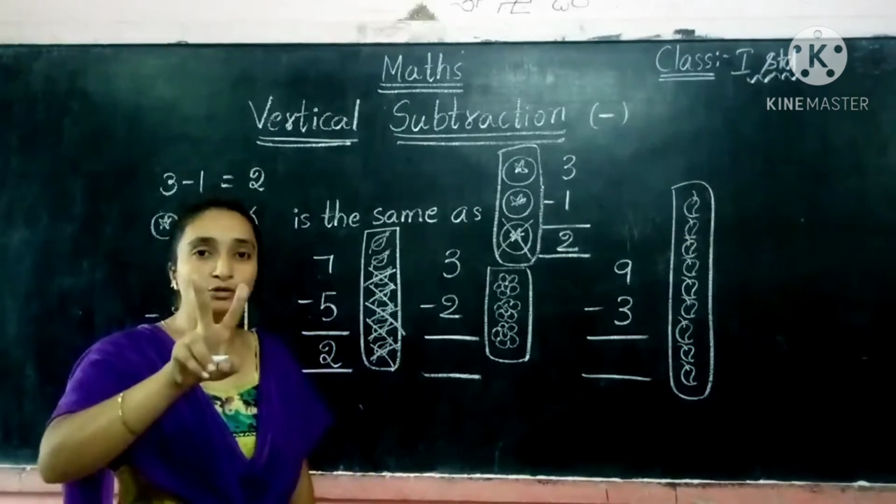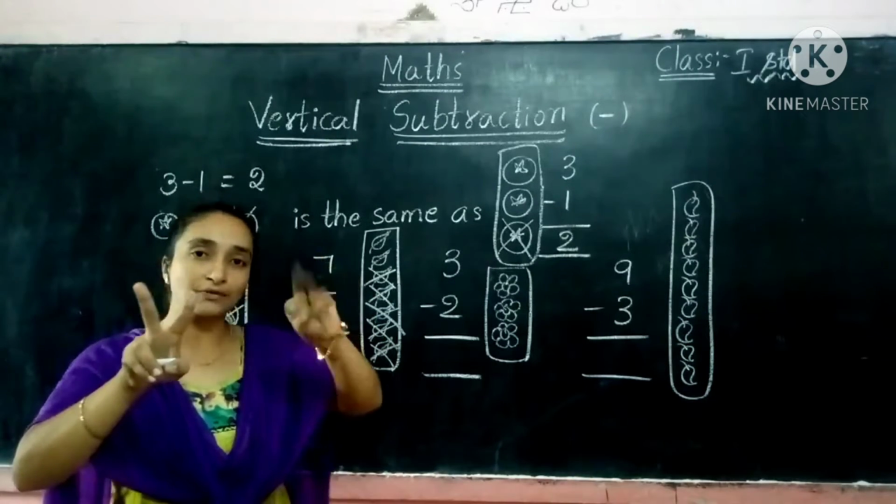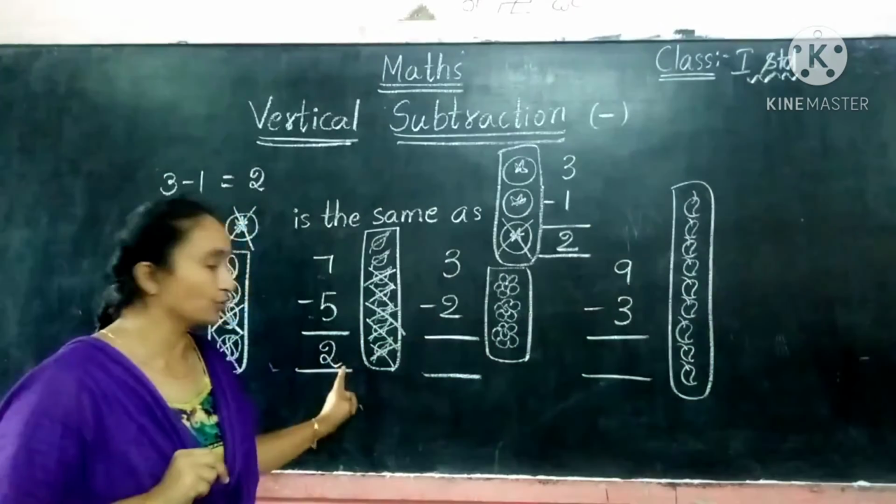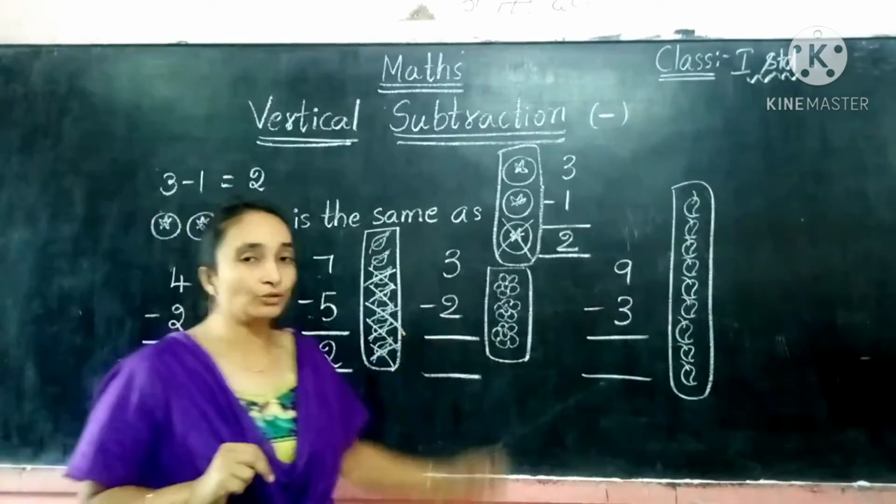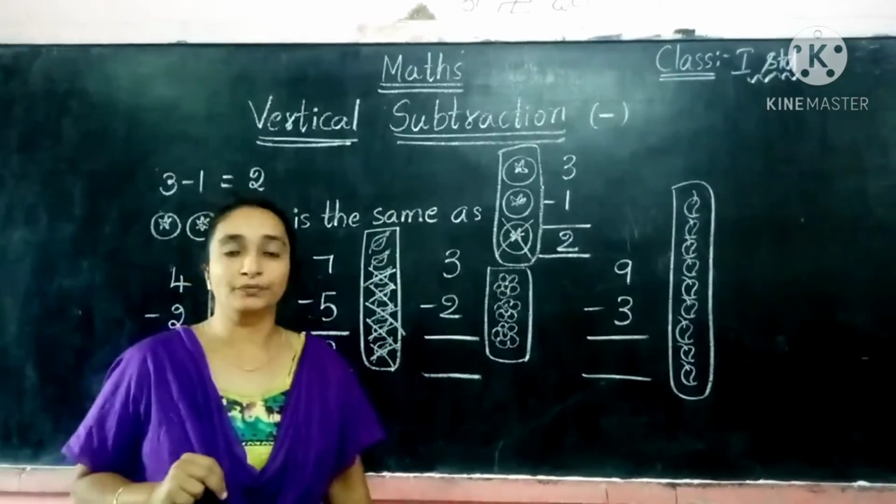So 5 fingers have been removed. So how many are there now? If I fold 5 fingers, it means 2 remain. So 2. Okay children. Next, coming to the next one here, 3 minus 2.